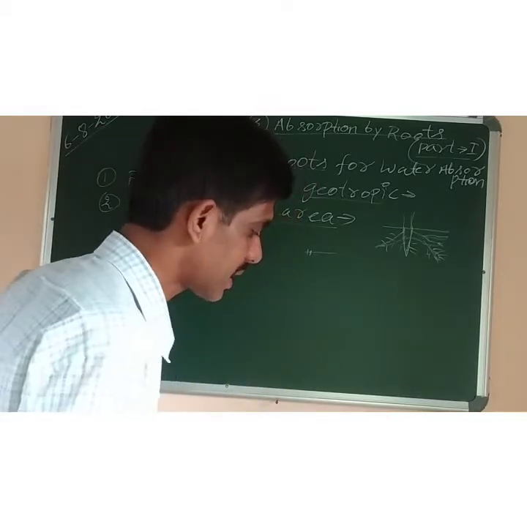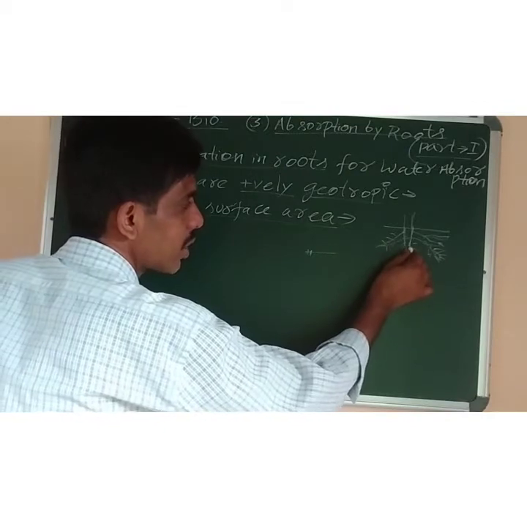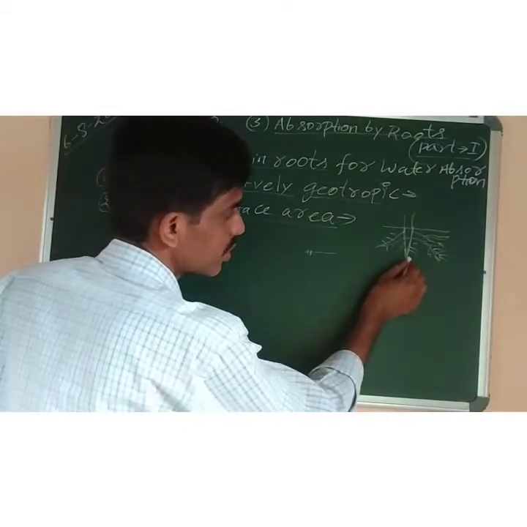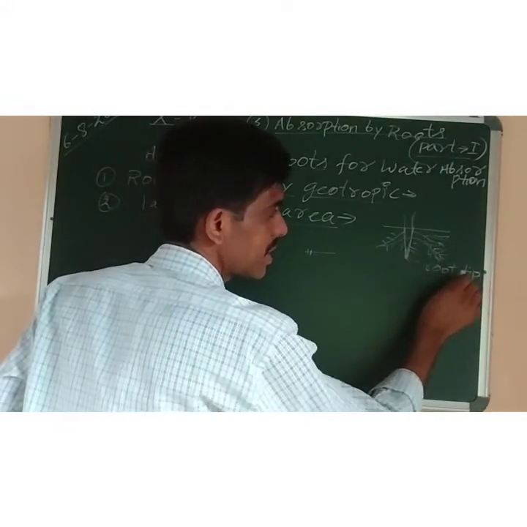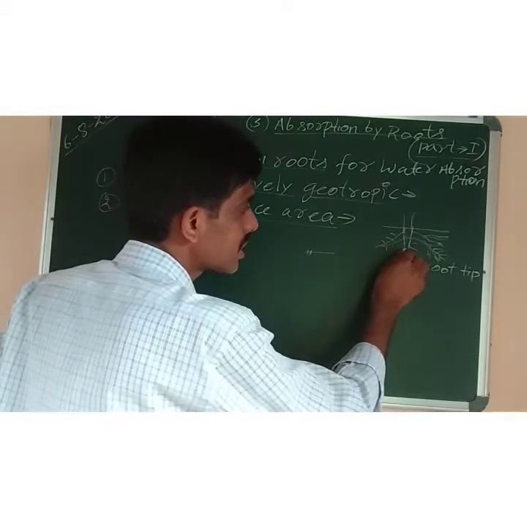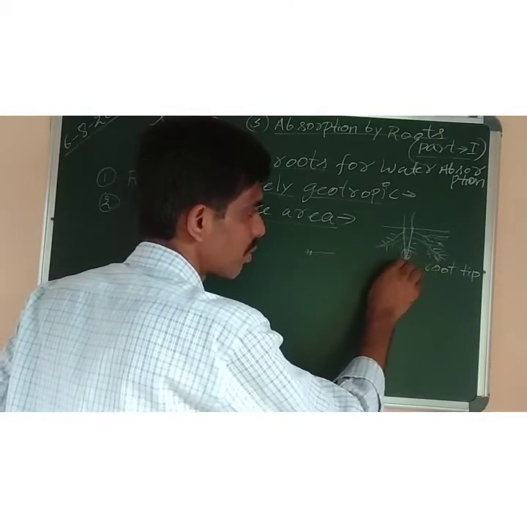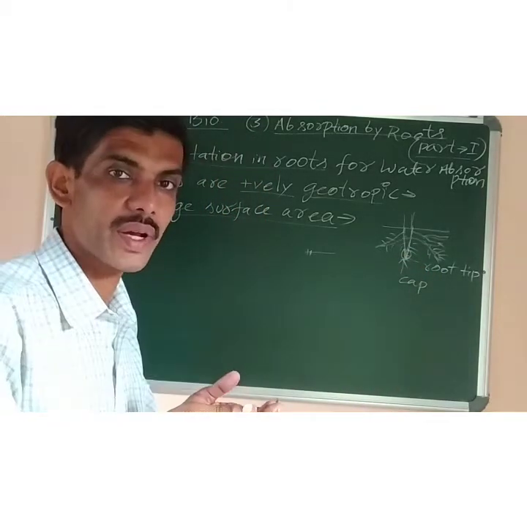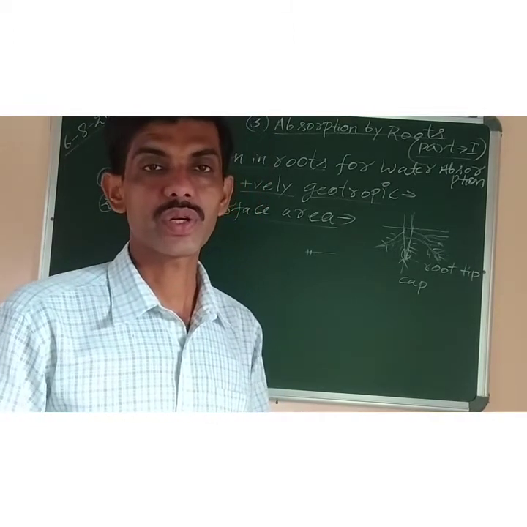Then the next one, you can see in the diagram also, the tip is known as root tip. This one is called a root tip. Okay, tip means the uppermost part of the root. It is covered with a layer which is known as root cap. So what is root cap? Root cap is the outermost protective covering which is present around the root tip. It gives protection to the root tip.